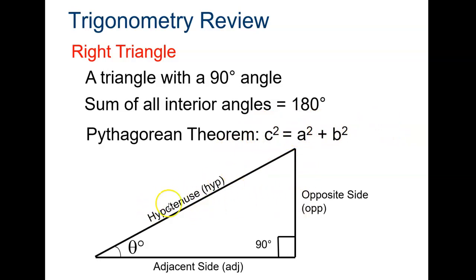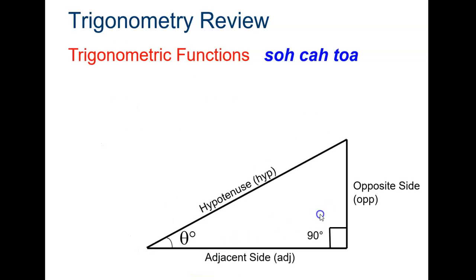When we have this, we have the hypotenuse, which is generally where we see our vector. We'll see a vector, and it'll have a magnitude and a direction. And then we've got to figure out the opposite side and the adjacent side. In order to do that, we use a little something called SOHCAHTOA.